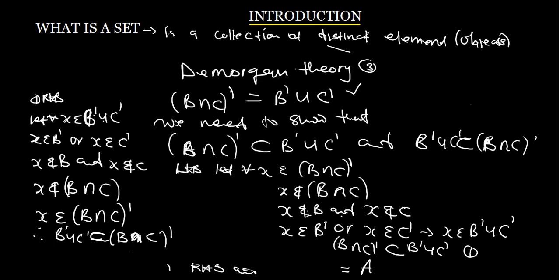Then therefore, from the left hand side, we say now these sets are equal. So what it was on the left side, which is B intersection C, like that, complement, is equal to B complement union C complement. So hence proved. So we have proved De Morgan. So that's how we deal with De Morgans.